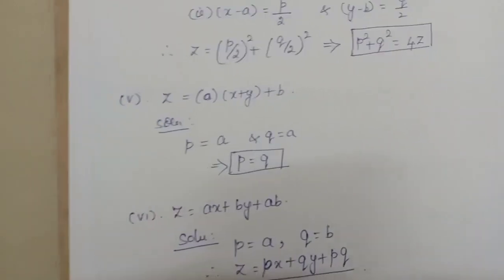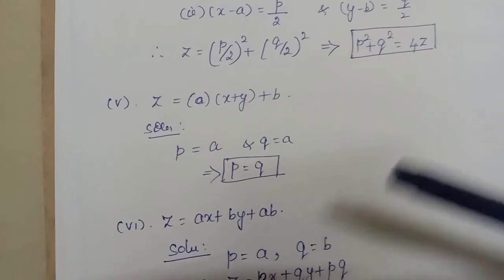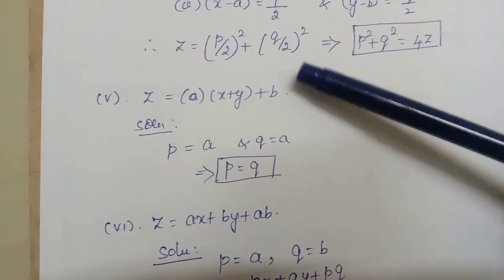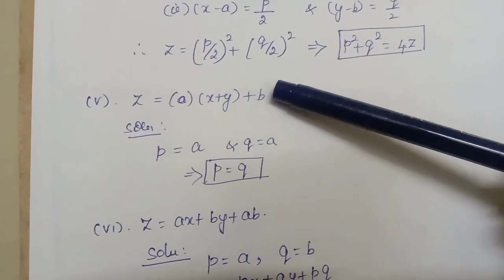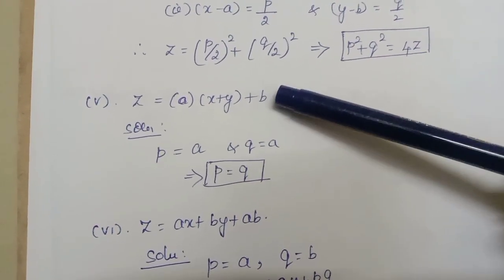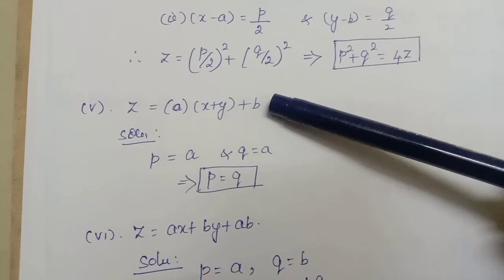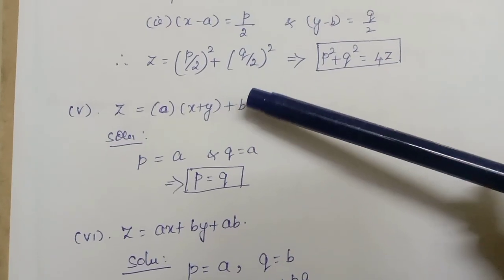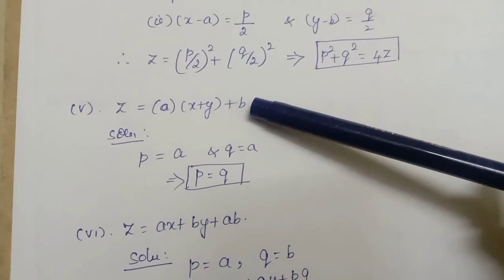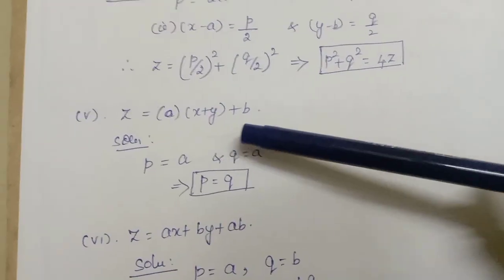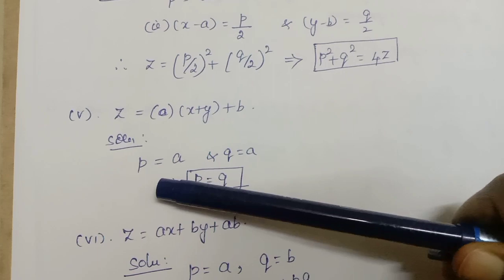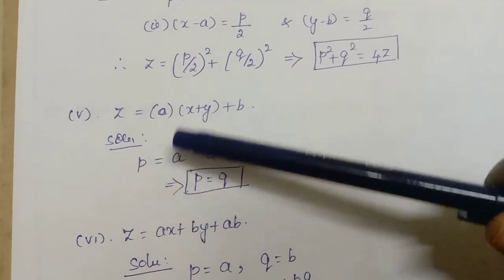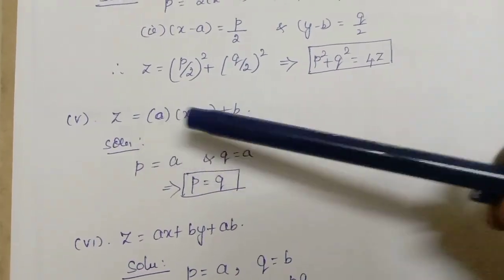Okay, the next problem, z equal to a into x plus y plus b, right? So here also you are getting this b without associating with any of the variables. So here also what should I do? Differentiate, find the derivatives and eliminate the constant among the derivatives. Okay, so first differentiate with respect to x. What do you get? p equal to a. Okay, and differentiate with respect to y.